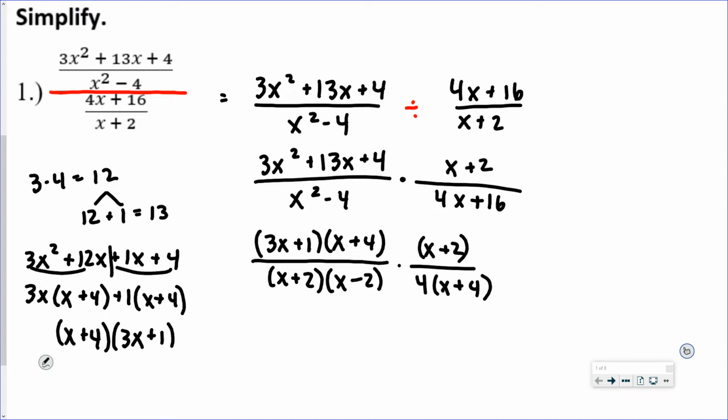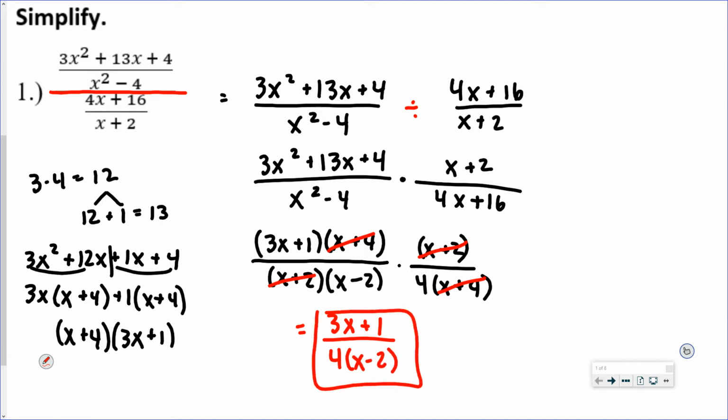Okay. All right, now we get to do the fun part where we get to cancel stuff out. Somebody just shout out one common factor. X plus 2. Another one? X plus 1. X plus 4. Those should have been the only things you canceled out. So our final answer we would write as 3x plus 1 over x minus 2 times 4. Typically you see that 4 out in front. That would be the best way to write that answer. And again, you don't have to redistribute that 4 through.